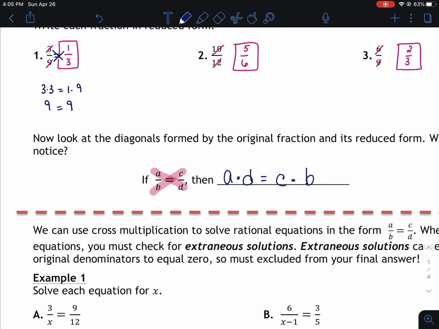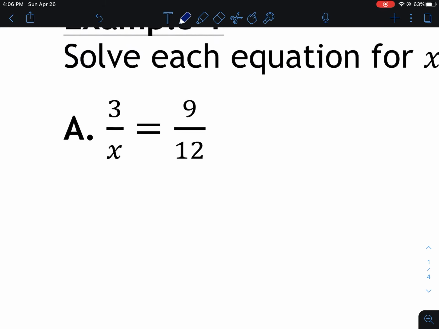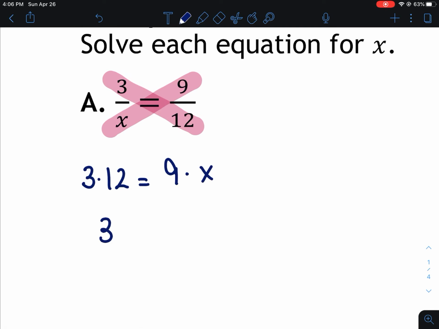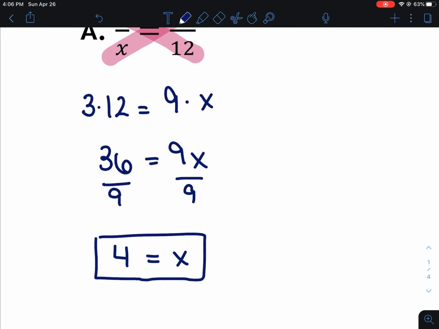Again, cross multiplying is how we're going to solve some of these equations. Today we're going to look at cross multiplying. Tomorrow we're going to look at solving with an LCD. Okay, so let's go ahead and solve here. So 3 over x equals 9 over 12. We're going to cross multiply. 3 times 12 equals 9 times x. So 3 times 12 is 36. 36 equals 9x. I'm going to divide both sides by 9, and I end up getting x equals 4.